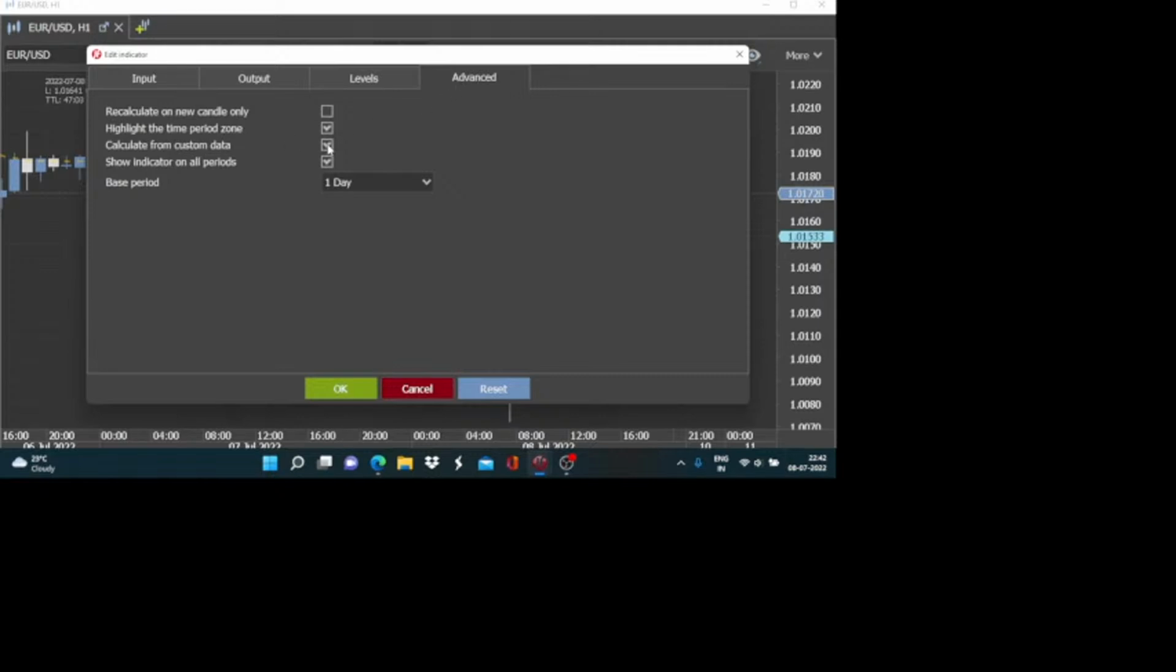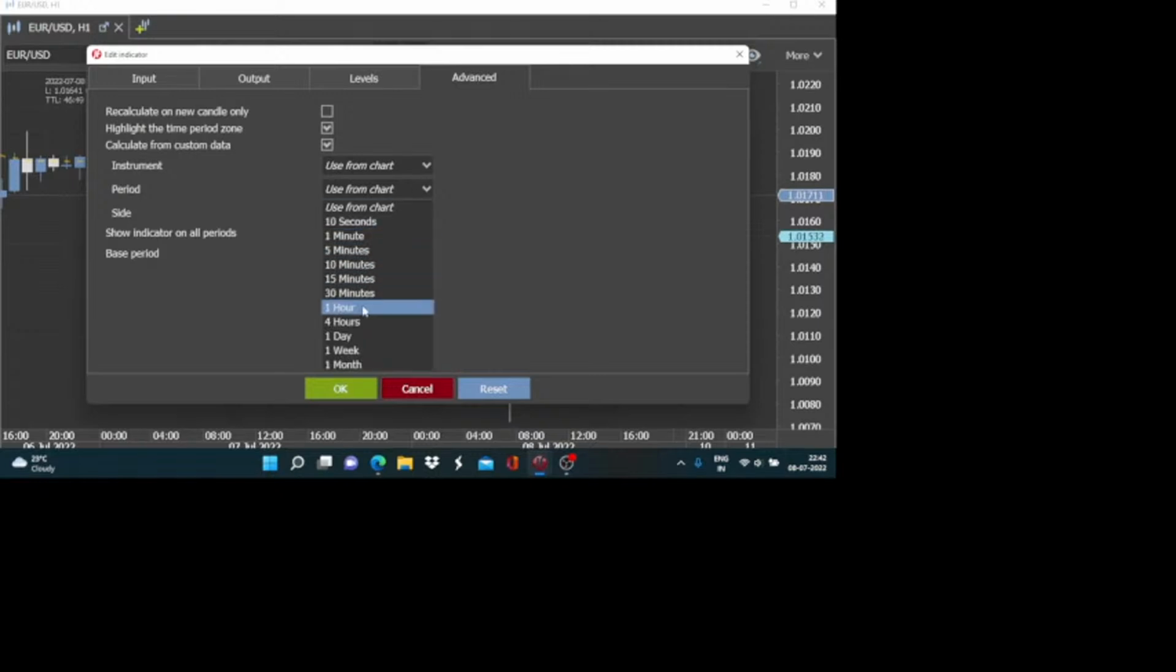Calculate from custom data. If I opt for this option, then I have the option of using the instrument from the chart or keeping it fixed to the Euro USD. Then the same can be done for the candle period. I can use it from the chart or I can also fix the candle period. So all these options are there. If you fix the candle period to say 4 hourly, then the KMA will be plotted based on the 4 hours pricing data regardless of the chart's time period. So that's how these work.